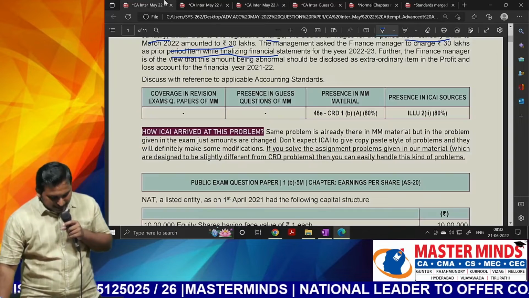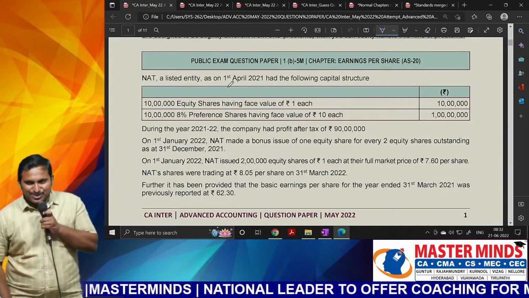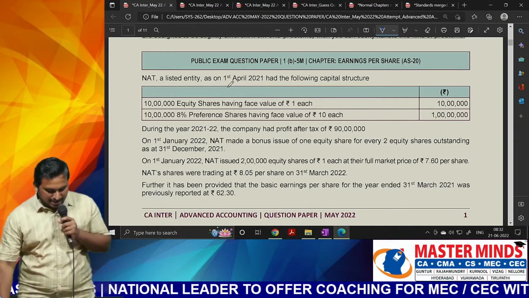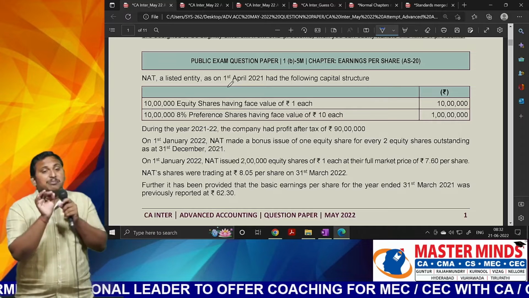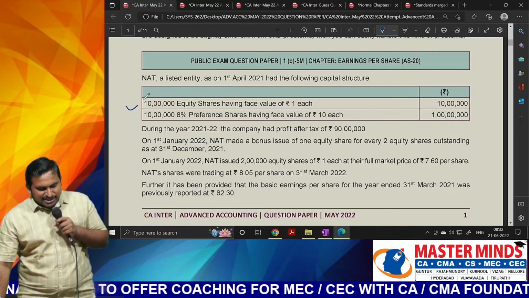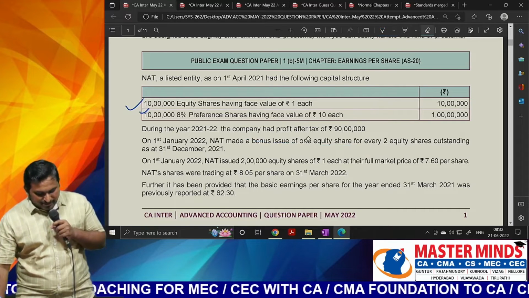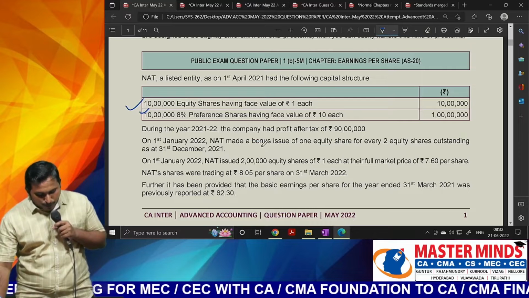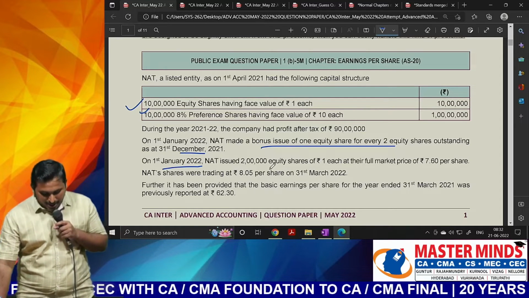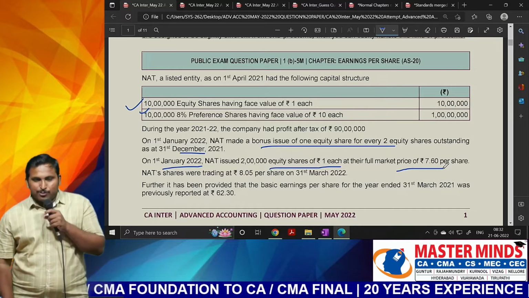Okay, right. Next, quickly. Question number 1B based on AS20 EPS. It was not the model which we expect, sir, but a very conceptual question. They're testing your concept like anything. I'll show you. Equity shares given, preference shares given, PAT was given. PAT given means the pay amount was given, sir. Then a bonus issue of 1 for every 2 was done on 1st January only. They have issued 2 lakh equity shares at a price of 7.60.